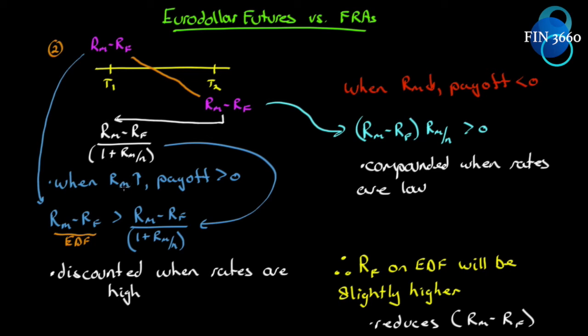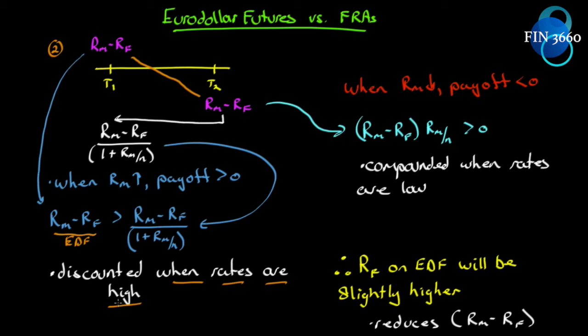Well, when the payoff is positive, when the market rate of interest is greater than the futures rate at settlement, the payoff will be positive. But that also means that interest rates will be high. So what's happening here is that we're discounting when rates are high. When the payoff is positive, we have to discount back when rates are high. The discounting back is not the important point to remember here. The important point is that we're discounting back when rates are high.